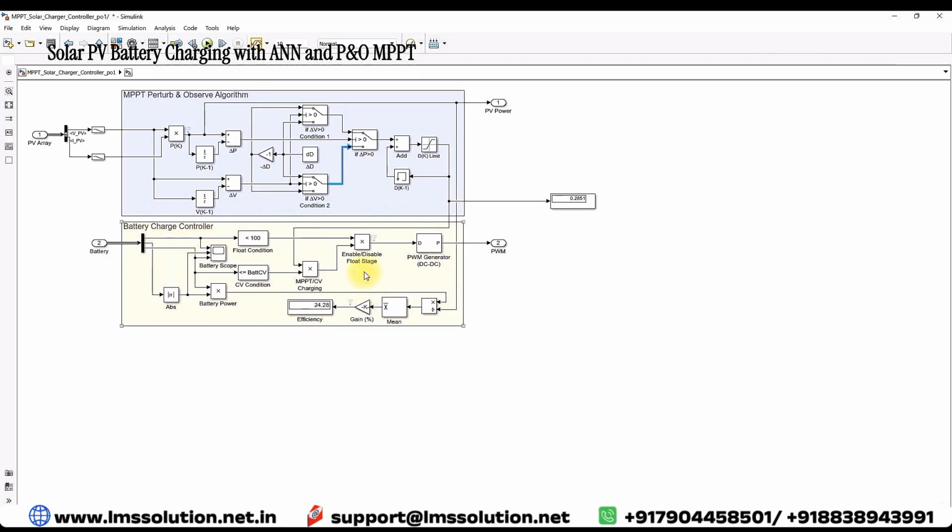Already we explained, based upon the SOC of the battery and battery voltage, you have to compare the SOC with 100 and the battery voltage with the fully charged voltage level. Based upon that, it will allow the duty cycle to control the Zeta converter.